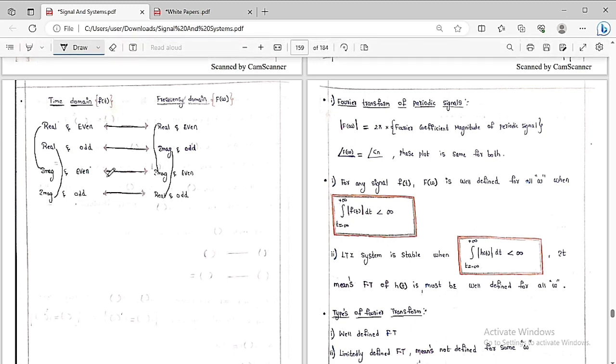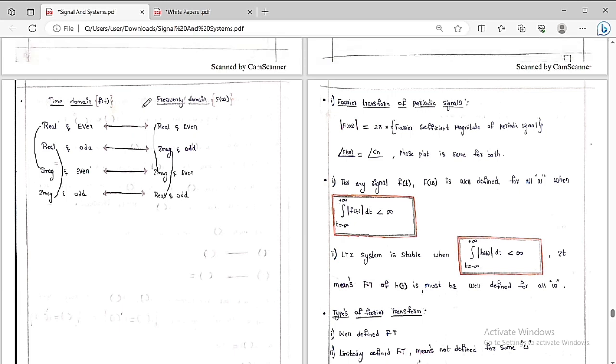Here also even, here also even. Here odd, here also odd. The only thing you have to replace is real with imaginary and imaginary with real. So if you have the first two things, you can get the remaining things very easily, a piece of cake. So finally I can say, if f of t is a real signal with even nature, then f of omega is purely real and also even in nature.